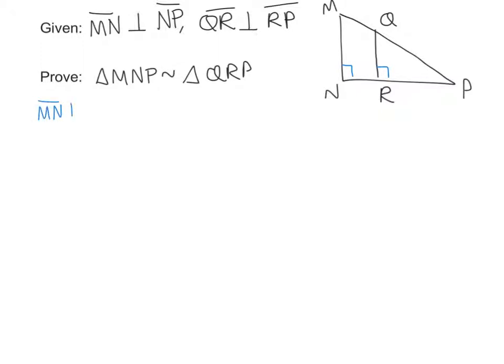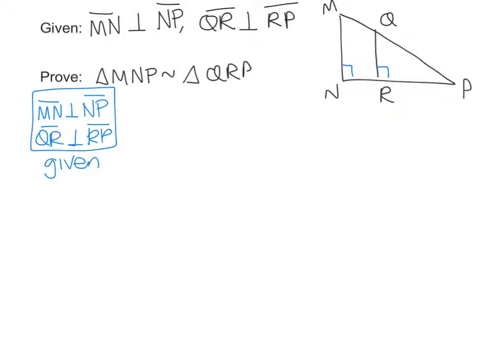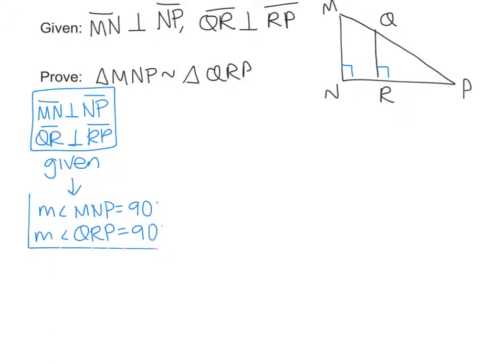So MN is perpendicular to NP and QR is perpendicular to RP. And that's because it's given to us. Okay, so this tells me that the measure of angle MNP is equal to 90 degrees. And the measure of angle QRP is also equal to 90 degrees. And why do I know that? Well, I know that because of the definition of perpendicular lines.